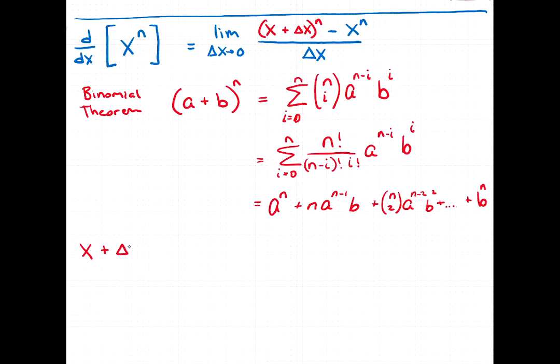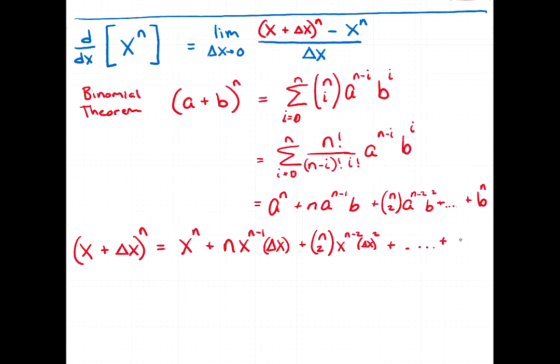So x plus delta x to the power of n should be equal to x to the n plus n times x to the n minus 1, b, not b, b is delta x, times delta x to the first power, plus n combination 2, x to the n minus 2, b to the 2. Again, I did it again, not b. It's delta x. All the way down to x to the 0 times delta x to the power of n.